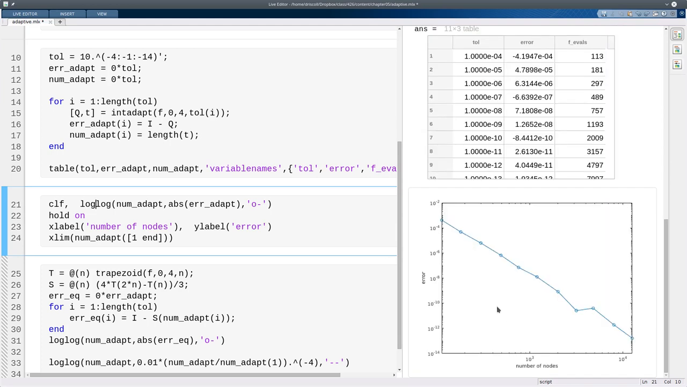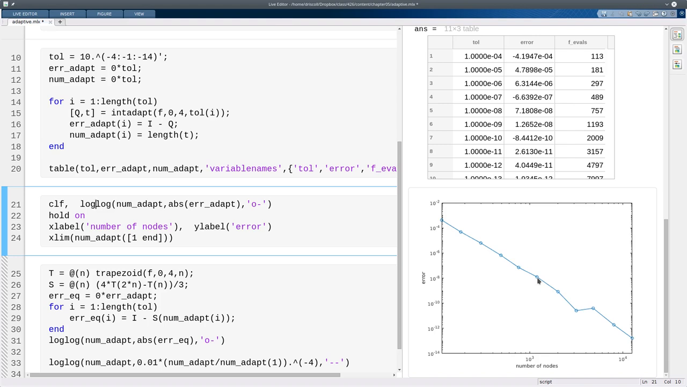If we plot the errors on a log-log scale, you see almost a linear convergence, so this is almost a pure order convergence, with one strange hiccup here. Now, for each value of the tolerance, it picks as few nodes as it can get away with to give that error.